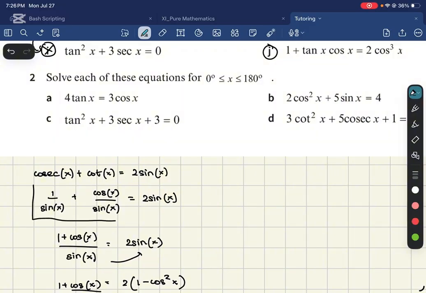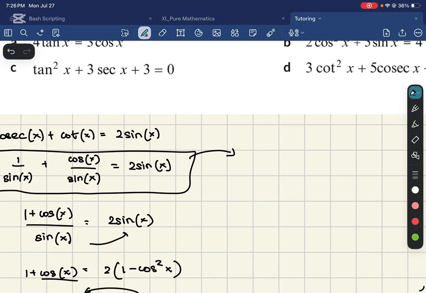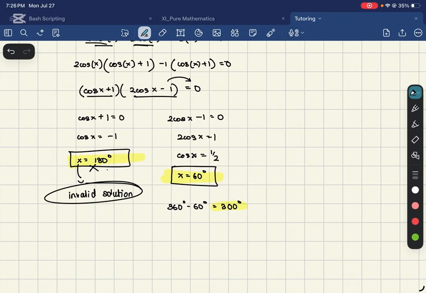I have 1 over sine x. I have this expression here. This is the expression that we started with. We must obey this expression, right? So this has the condition that sine of x does not equal 0. That means x does not equal 0 degrees, 180 degrees, and 360 degrees. So because of this condition, we have to reject this 180. And we only have 2 solutions, which is 60 degrees and 300 degrees. All right.